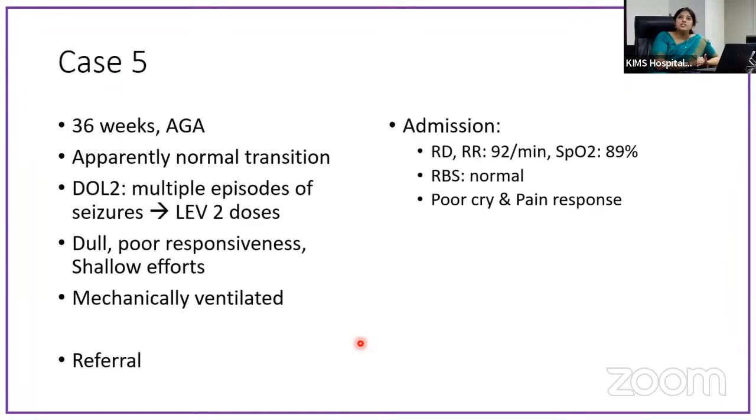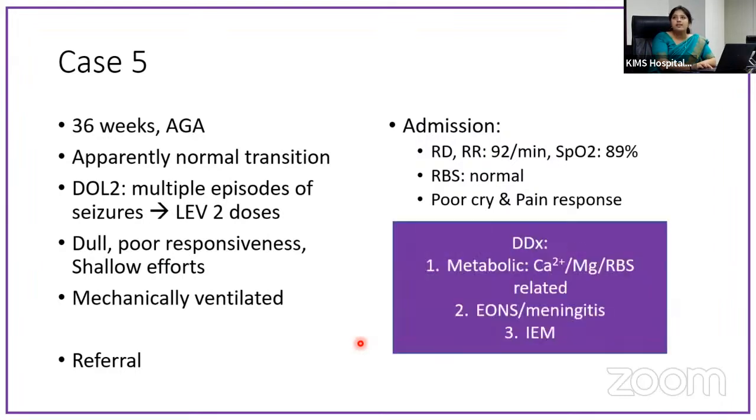Now, this is the last case. This was a 36 weeks baby who was appropriate for gestational age, apparently had a normal transition, and on day two of life had multiple episodes of seizures and was loaded with levetiracetam, 2 doses per day. Now, in view of a dull baby with poor responsiveness and shallow efforts, the child was mechanically ventilated and referred to us. This child at admission had respiratory distress, with a respiratory rate of 92 per minute and low saturations. The sugars were normal, and the pain response was poor, and the cry was also poor.